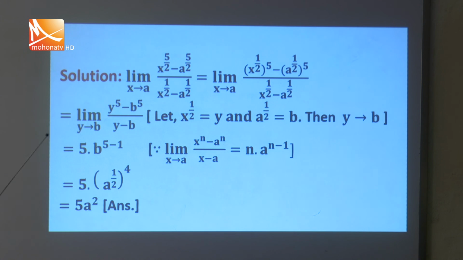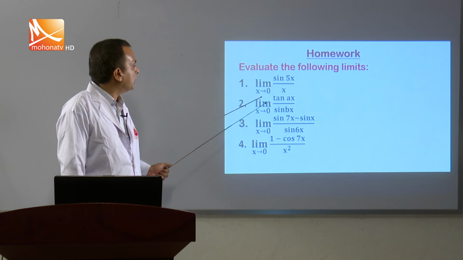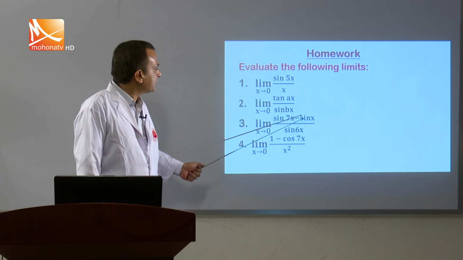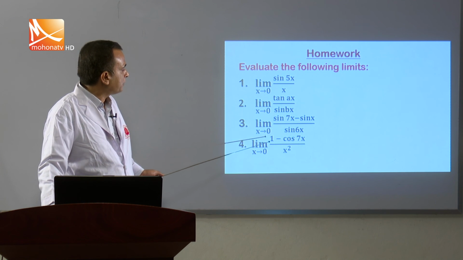Okay, dear student, we are going to give you some homework. Evaluate the following limits: first, limit x tends to 0 of 5x by x; second, limit x tends to 0 of tan ax by sin bx; third, limit x tends to 0 of sin 7x by sin 6x minus sin x; fourth, limit x tends to 0 of 1 minus cos x by x squared.